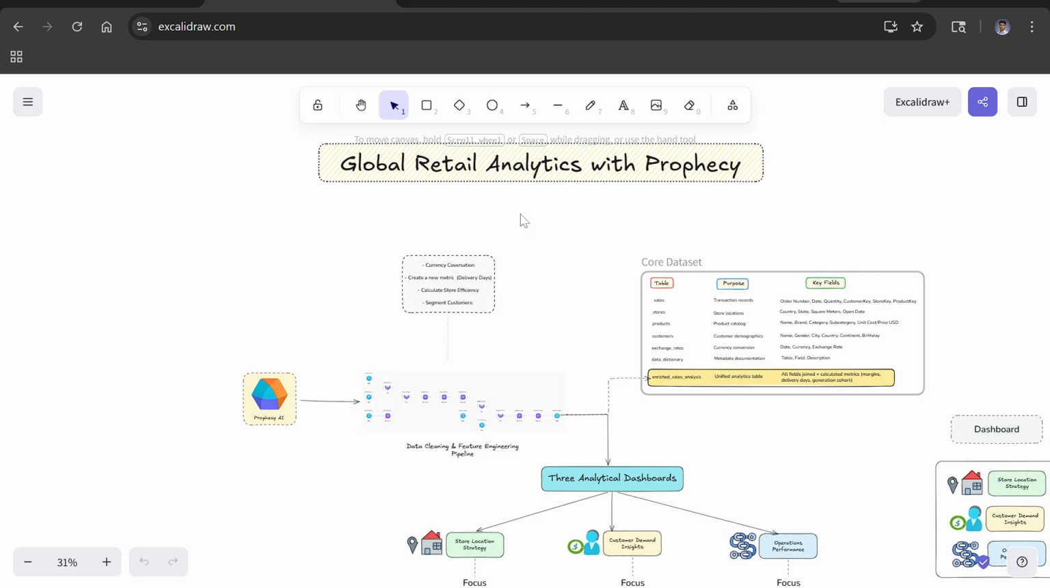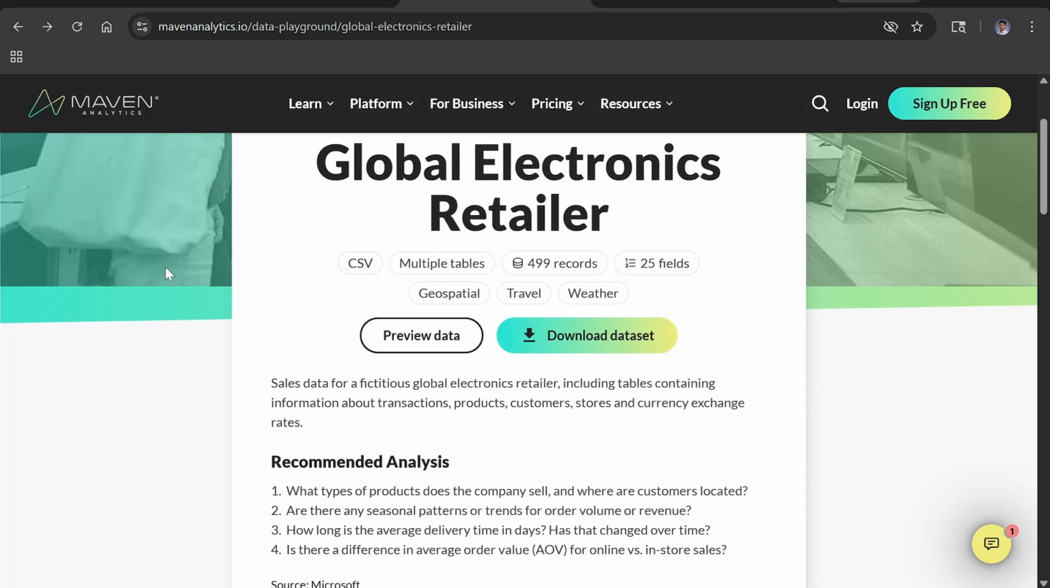Hi, I am Iftikar, an undergraduate student, and for my hackathon submission, I have used this dataset from Marvin Analytics called Global Electronics Retailer. It is sales data for a fictitious global electronics retailer, including 6 tables, which contain information about transactions, products, customers, stores, and currency exchange rates.